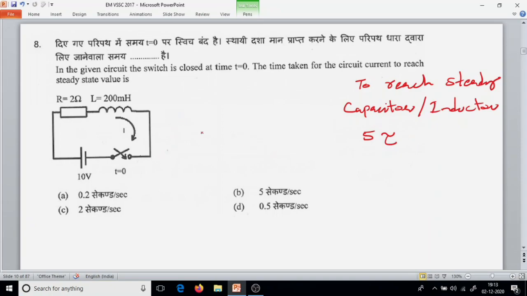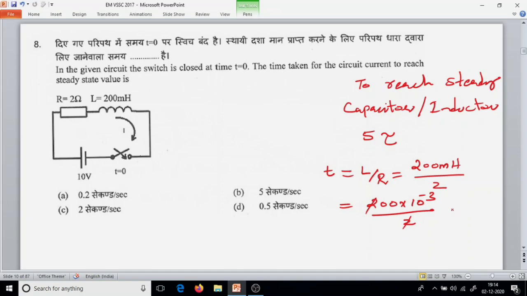Now, what is the time constant of LR circuit? That is L divided by R. What is the value of L here? 200 millihenry divided by R equal to 2 ohm, which equals 200 into 10 to the power minus 3 divided by 2. 2 cancels. So it is 100 millisecond. 1 tau, that is tau equal to 100 milliseconds.